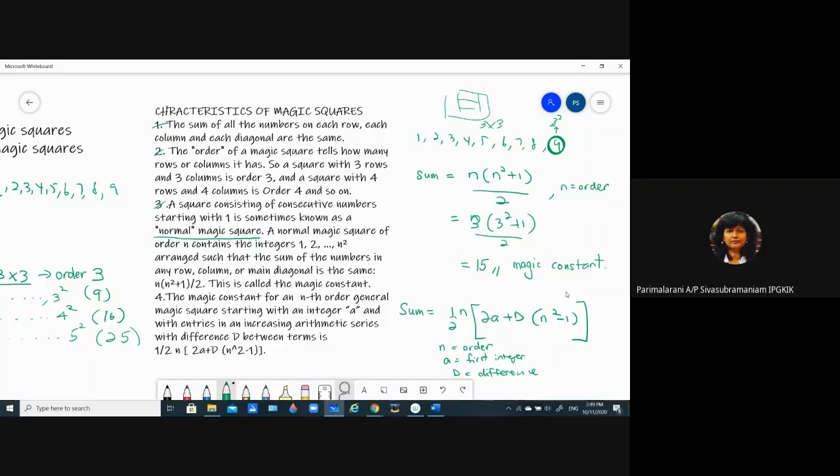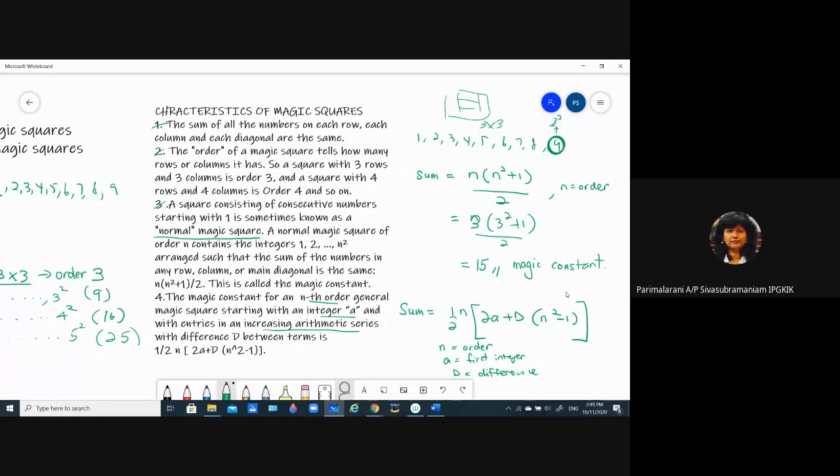So the magic constant for the nth order general magic square, starting with an integer a and with entries in an increasing arithmetic series with difference d between terms, is given as this. An arithmetic series is when you keep on adding numbers and the difference is the same.